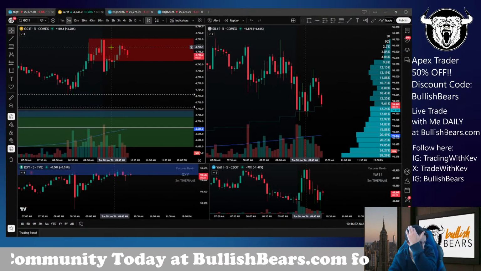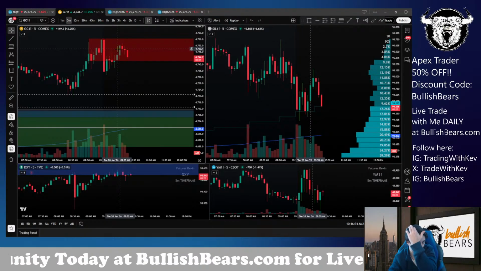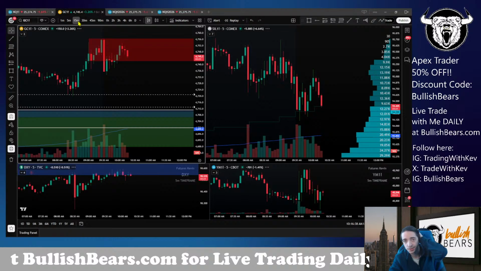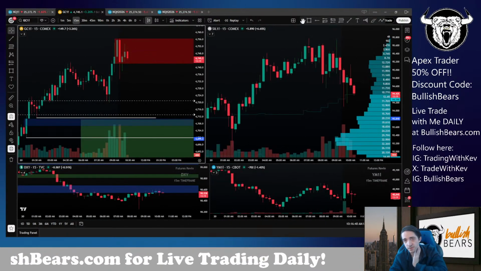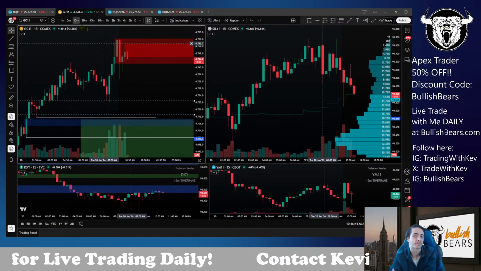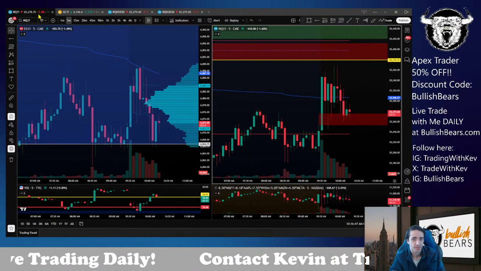Like even gold, I'm looking for that 1 hour to continue lower. Well, I wouldn't take it until we get the 5-minute breaking lower, a 15-minute also showing us it's trying to break, which the 15 is trying to continue lower too. It looks okay on gold. It actually does.